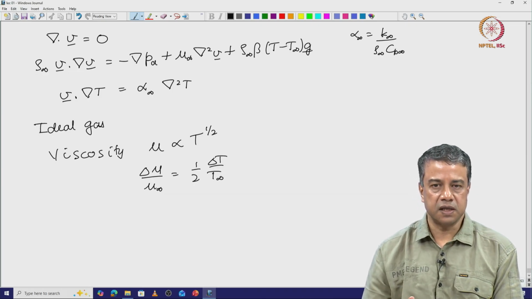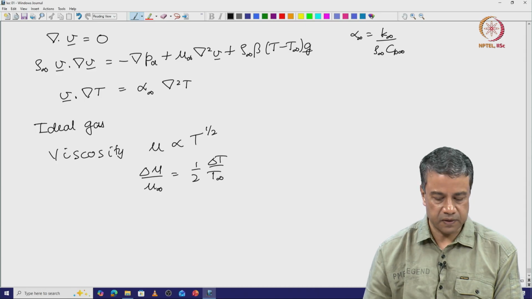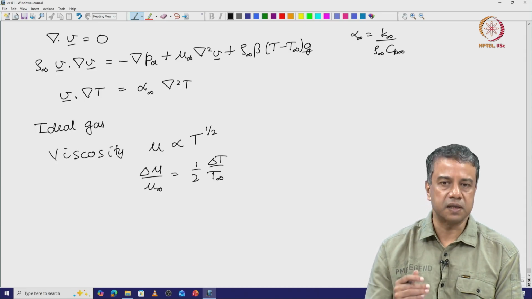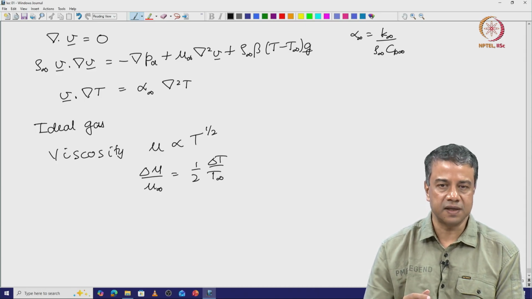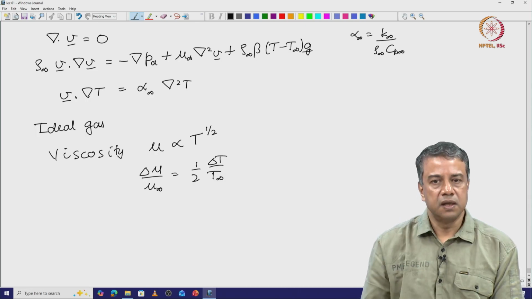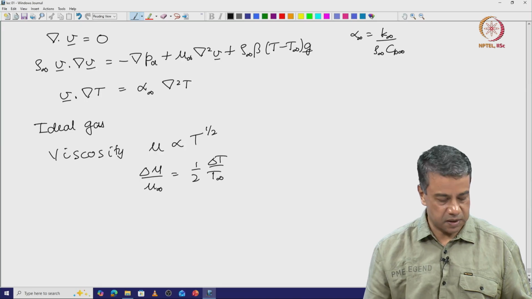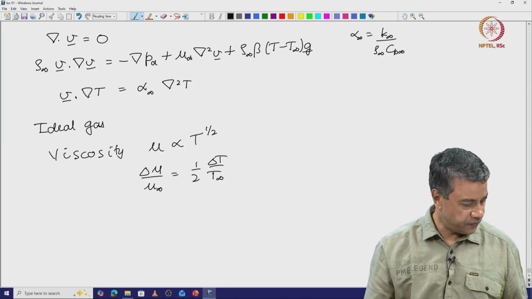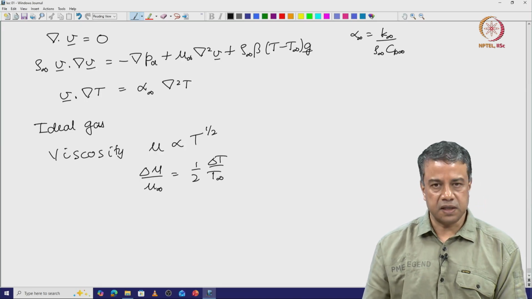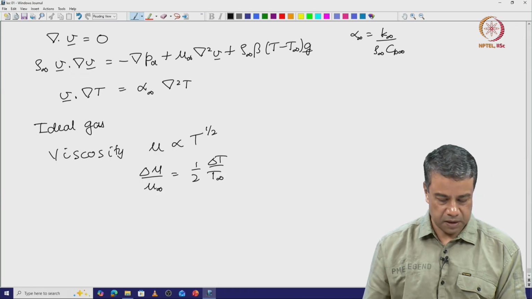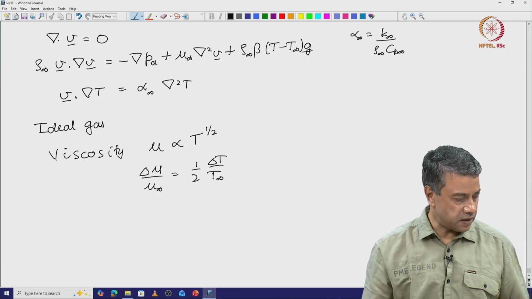Change in viscosity divided by the viscosity of the ambient fluid scales as 1 by 2 times delta T by T. So, once again for an ideal gas, this is valid so long as the difference in temperature between the object and the surroundings is much smaller than the absolute temperature itself. So, it is under these conditions that the Boussinesq approximation is valid.